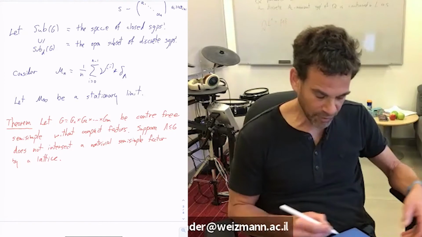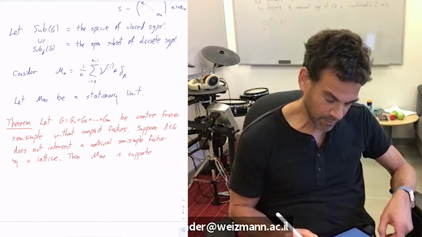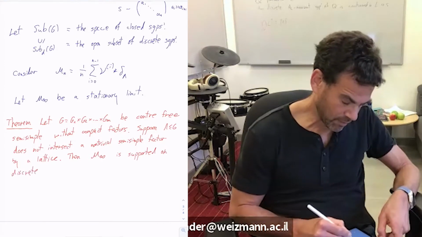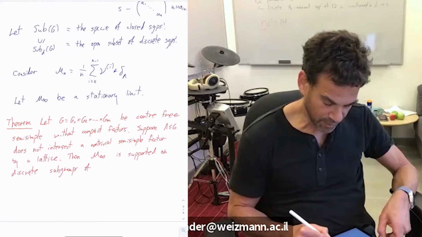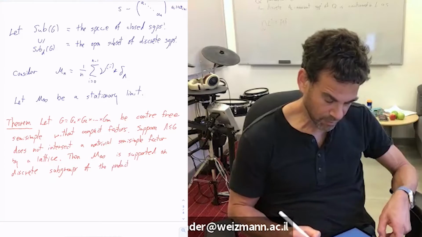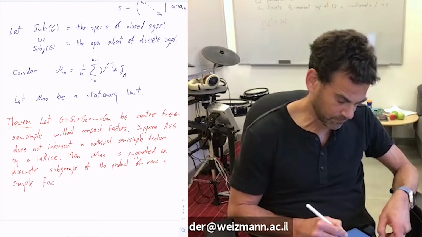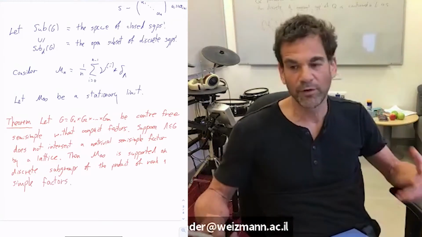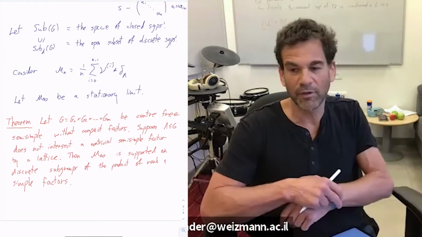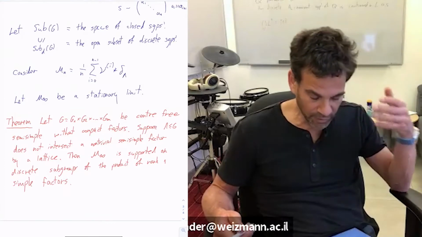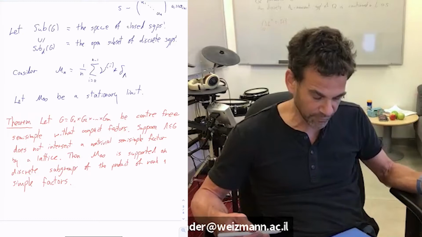Then the stationary limit, mu infinity, is supported on discrete subgroups of the product of rank 1 simple factors. So there is some rigidity phenomena here. You start with the groups with rank 1 factors and higher rank factors, and then you do this random walk, and the random walk escapes from all the high rank factors and limits into the rank 1 factors. In particular, if all these factors are of rank 2 or more, then there is a unique stationary limit, which is the Dirac measure on the trivial group.